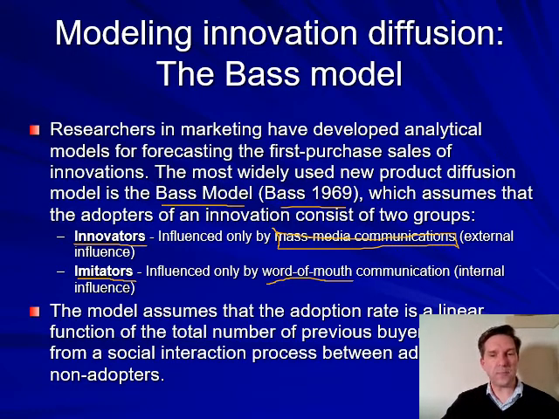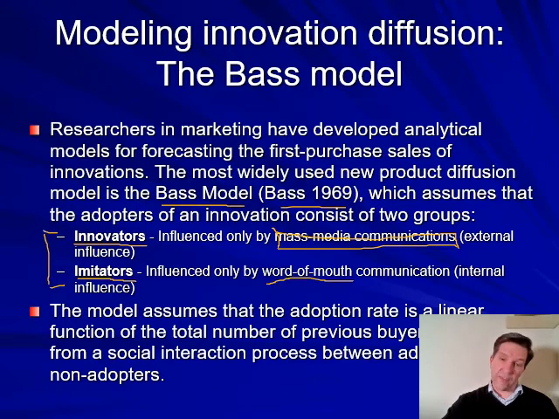Okay. Now, what he did in his paper is he basically created a formulation based on these assumptions. The assumption is that there's two types of people, right? Innovators and imitators. The innovators jump in and get influenced by external communication, things like advertising. And imitators get influenced mostly by the number of people who own the product already, because they can talk to them and see if it's worthwhile.